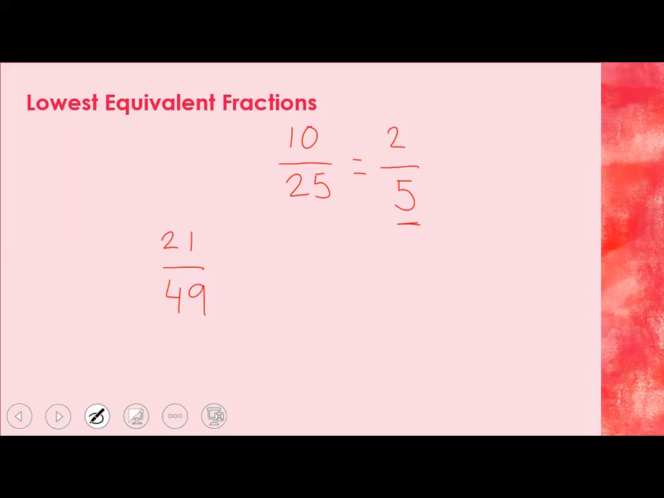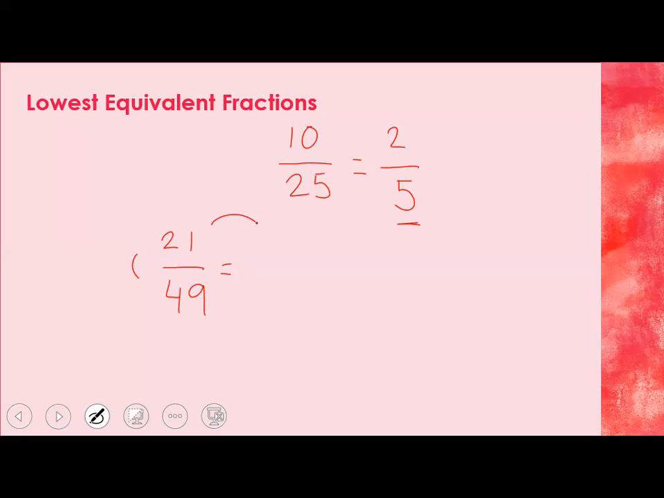So again, I'm going to have to work out what I can divide these by. I might have to go through. Well, 1 is not going to help me out because it will stay the same. Can I divide it by 2? No. Can I divide them both by 3? Well, I can divide 21 by 3, but I can't evenly divide 49 by 3. So I'm going to have to move on. Can I divide them both by 4? No. Can I divide them both by 5? No. 6? No. 7. 7 is the number that is a factor of both 21 and 49.